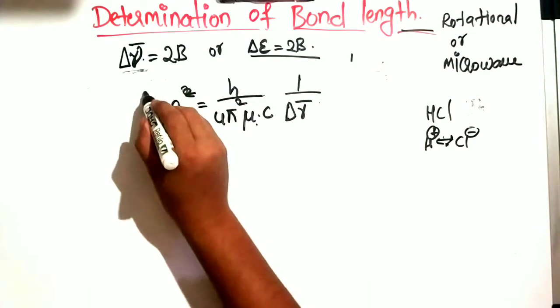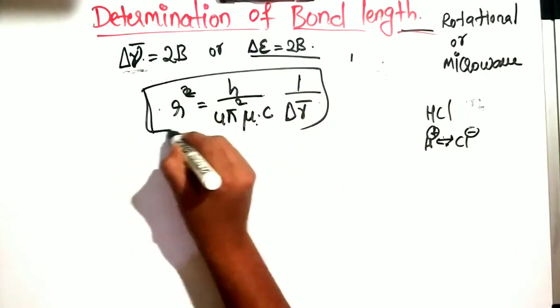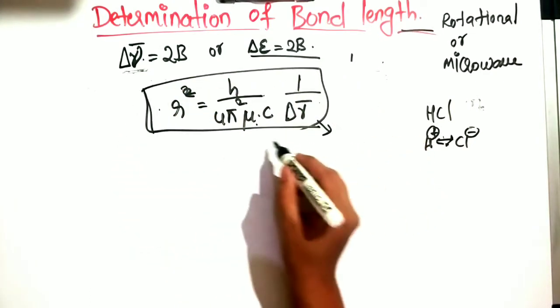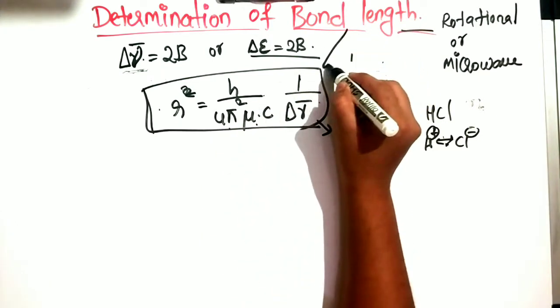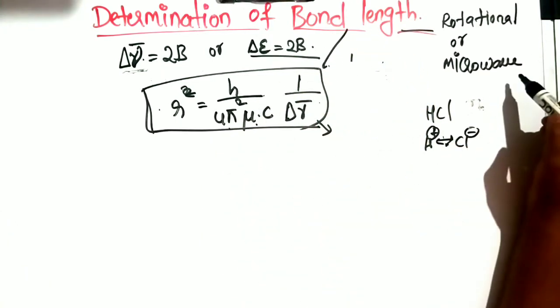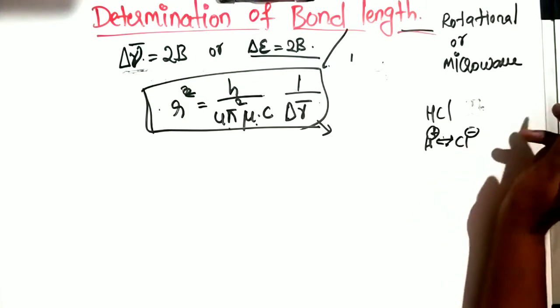Now, this is about the determination of bond length. This is the formula to determine the bond length of rotational spectrum molecules. So here we'll see one problem.